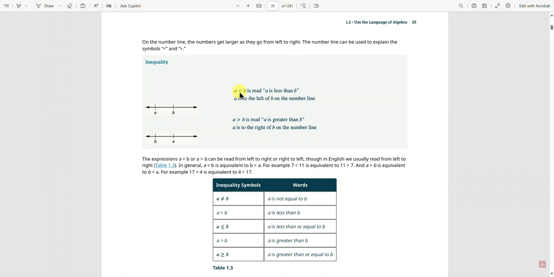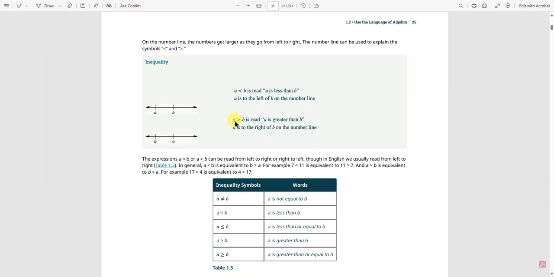A, and this less than symbol, and B is read as A is less than B. A is to the left of B on the number line. So A is less than B. You can see that drawn here on the number line. A is to the left of B. A is less than B.